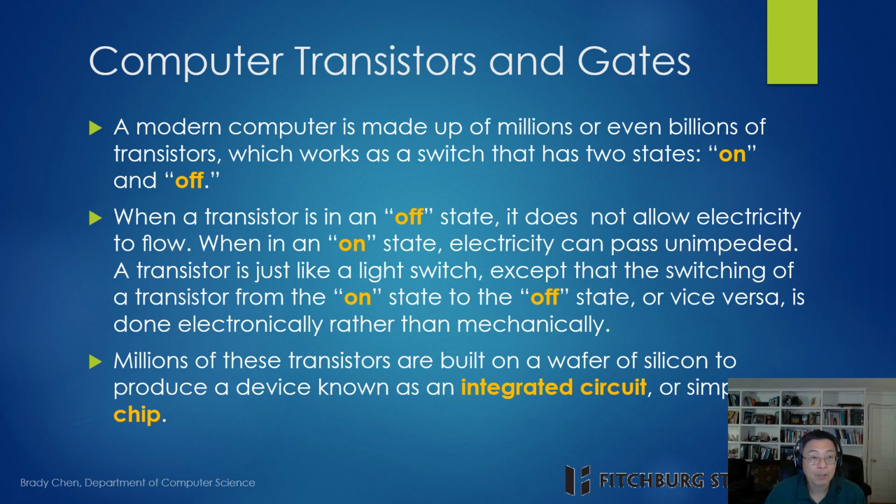Okay, so a modern computer is made up of millions or even billions of transistors. If you look at a small chip, it looks very small, but there are billions of transistors built in this silicon component. Each transistor works as a switch that has two states, on and off.